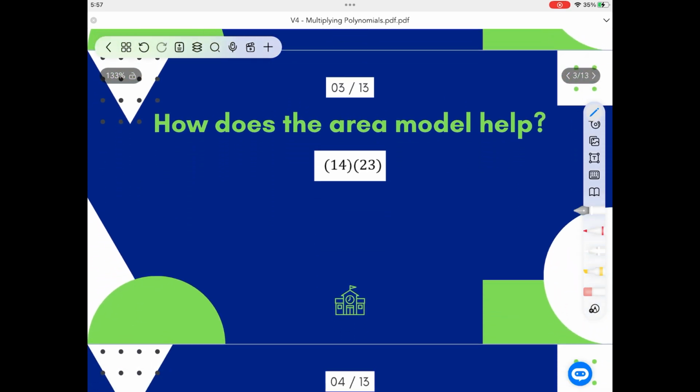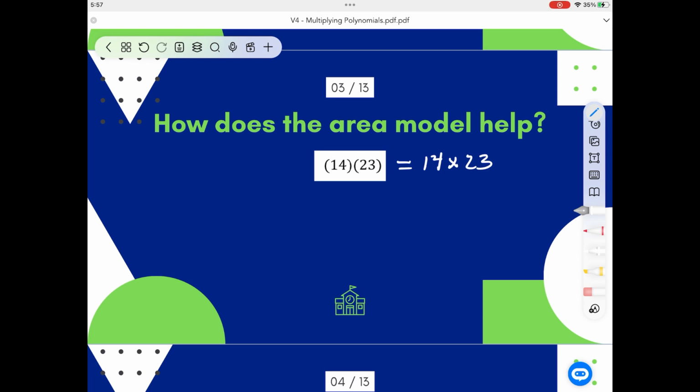So, as a quick reminder, we want to see how multiplying with the area model can assist us and give us some help and support in making sense of multiplying polynomials. But I want to remind you of how this area model was taught to you when you were younger. So the problem here, 14 in parentheses beside 23 in parentheses, that's the same thing as 14 times 23, right? It just means we're multiplying.